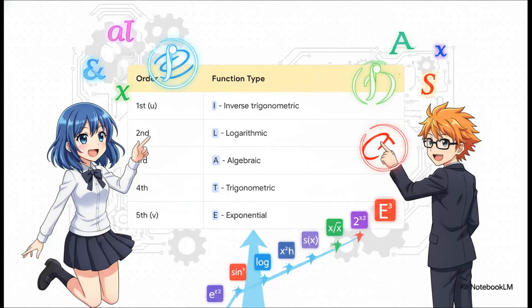Well, wonder no more, because the answer is ILATE. This acronym is your secret weapon. You pick your u by following this exact order: inverse trig, logarithmic, algebraic, trigonometric, exponential. It's a hierarchy. Whatever comes first on this list, that's your u. Stick to this rule and you'll nail IBP every time.